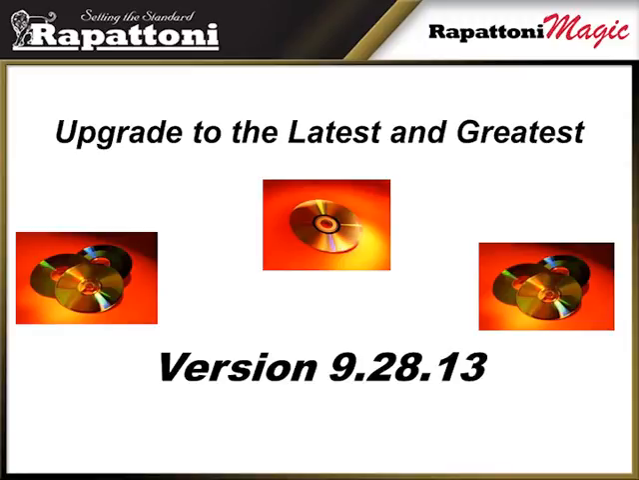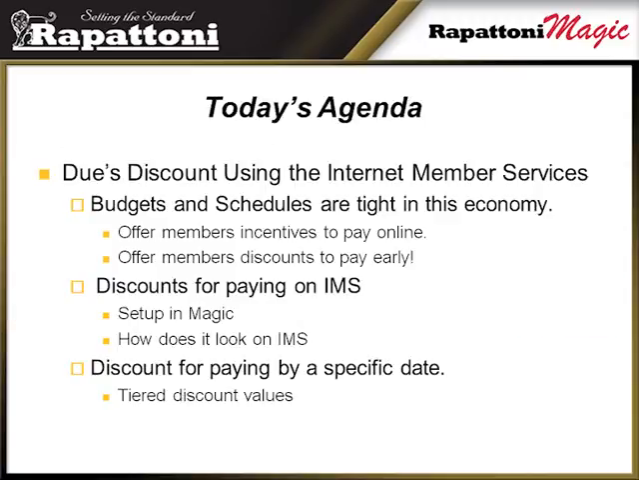Okay, let's talk about today's topic. Thanks, Frank. We're going to look at today's agenda now. We are going to talk about dues discounts using the Internet Member Services, or IMS. Budgets and schedules are tight in this economy, so we want to offer members incentives to pay online or discounts to pay early. In order to offer those discounts, we're going to look at setup in Magic, and then we're going to show you how it looks on IMS. We're also going to show you how to offer different discounts depending on what date the member makes their payment. We call those tiered discount values.